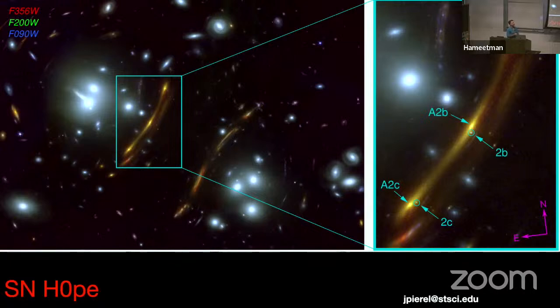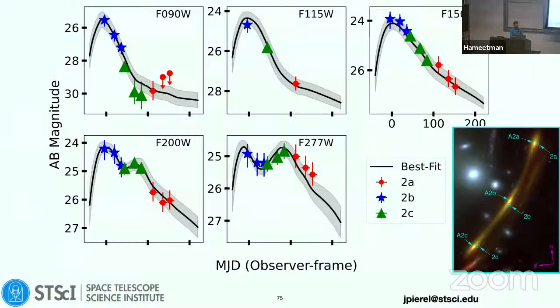Showing you that one of these images is close to peak brightness, whereas the others are further from peak brightness because of this relative time delay, meaning this one arrived first, then this one, then this one. So another director's discretionary time program, you can see the theme of many proposals over the last couple of years to follow this object, and here's what we saw.